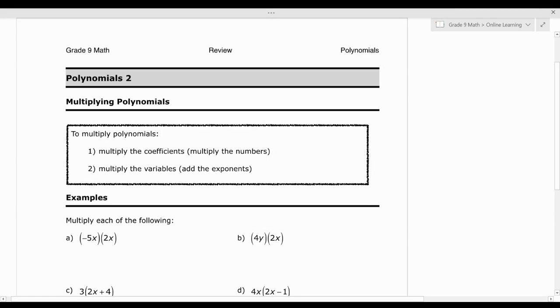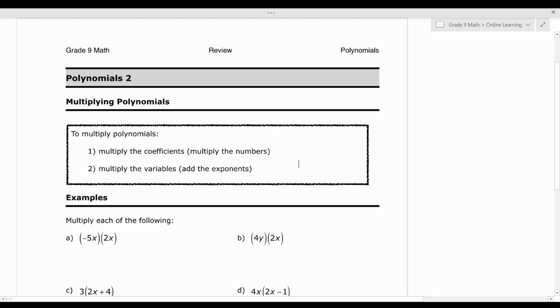The next part of polynomials that I think is really important to review is how you multiply polynomials. What I like to think about, there's kind of two parts to it. I always focus on multiplying the coefficients. Okay, so I'm going to multiply the numbers. So think about the numbers that are attached in front of variables. And then I'm going to multiply the variables.